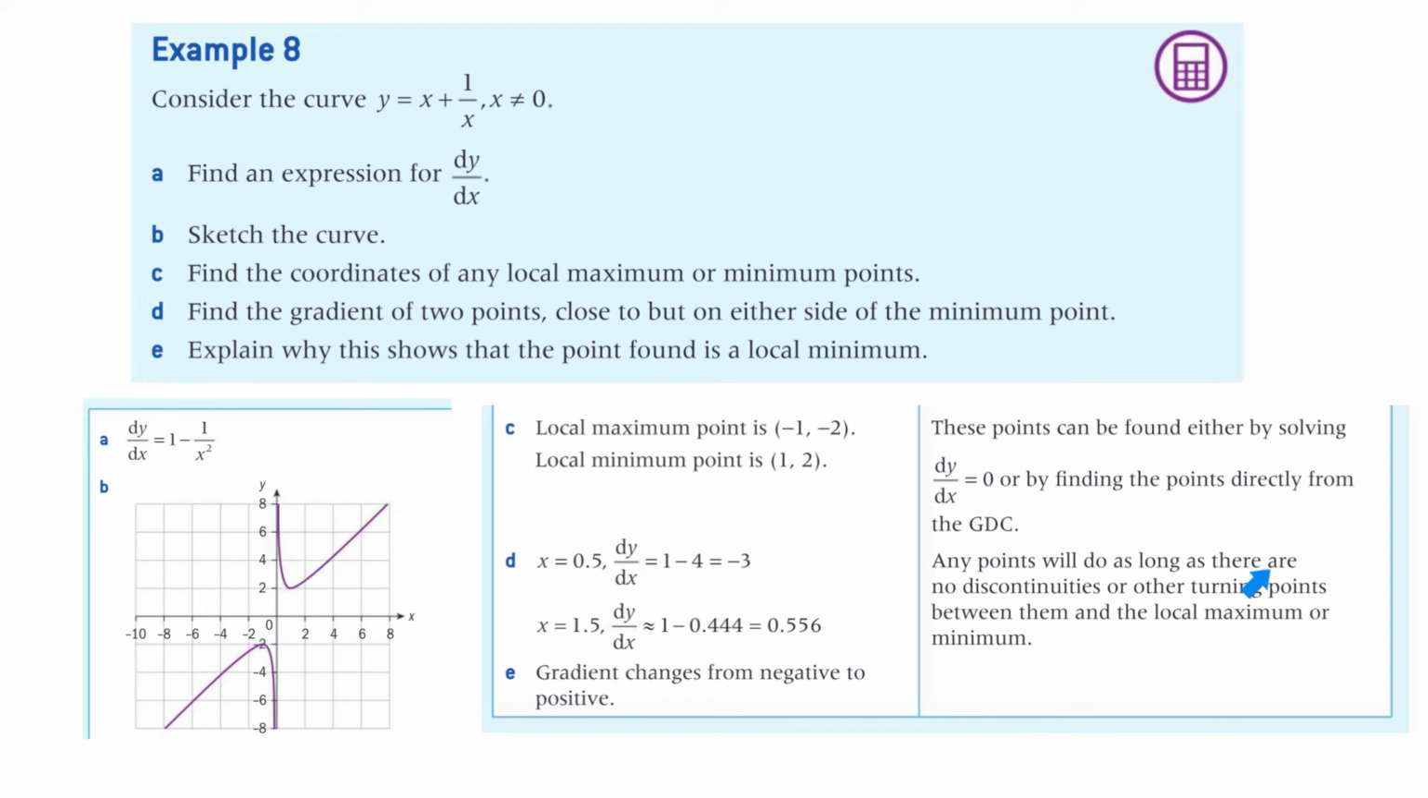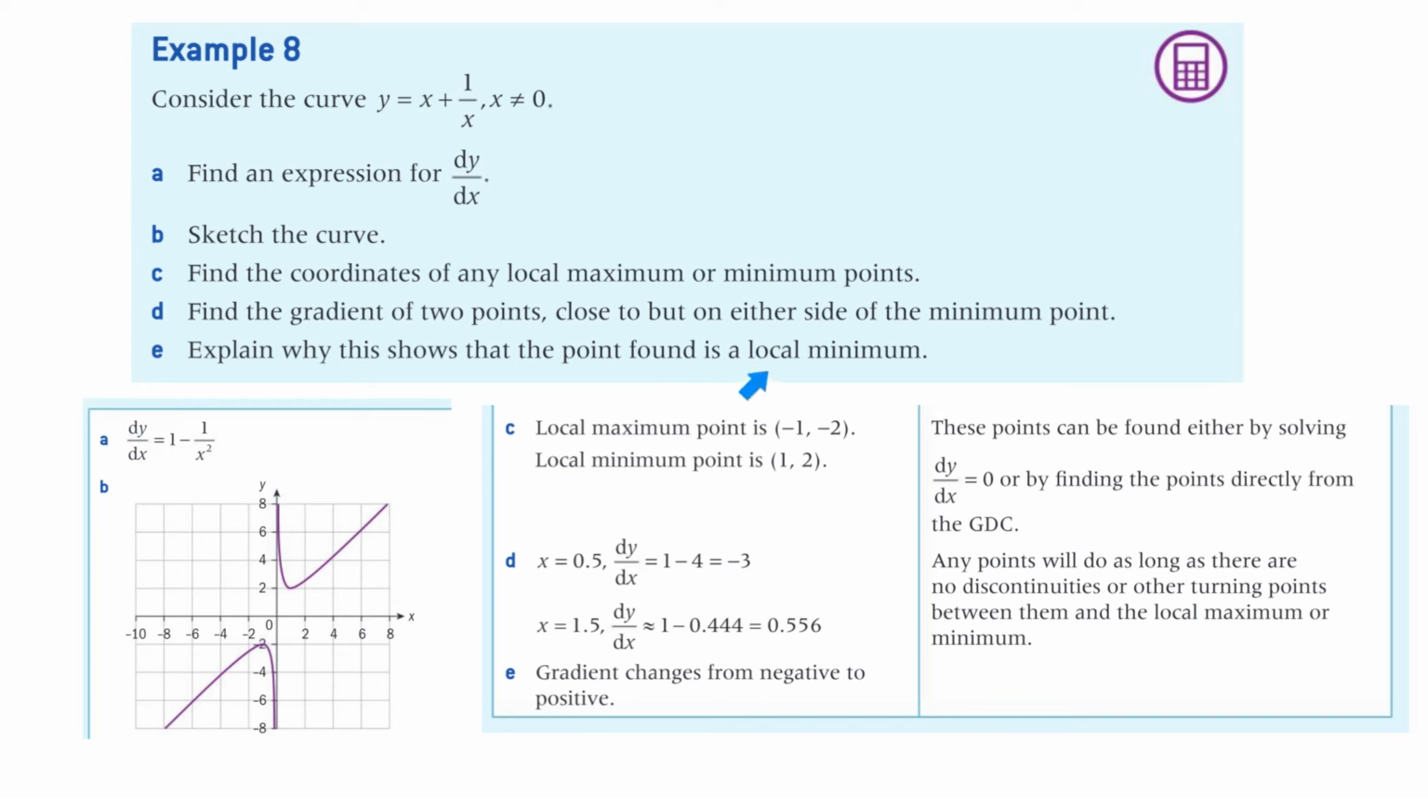Any points will do as long as there are no discontinuities or other turning points between them and the local maximum or minimum. So we just chose to the right and the left. As long as it's not doing something weird on either side of that point, you can take any point. And as long as there's no major changes in the slope of it, that's just going nice and smooth. And so we've got that for D, and we've noticed that the slope is negative on the left-hand side, and it's positive on the right-hand side because that's what we're getting from this formula, and that formula, the derivative function, gives us the slope, or the gradient.